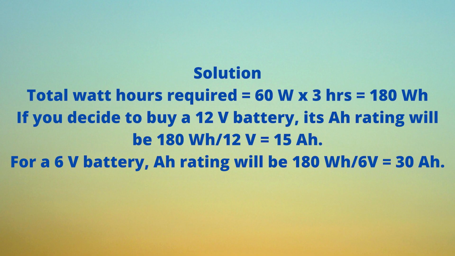So if you decide to buy a 12 volt battery, its ampere hour rating will be 180 watt hour divided by 12 volts. So it comes to 15 ampere hour. For a 6 volt battery, the ampere hour will be 180 watt hour divided by 6 volt. So it comes to 30 ampere hour.